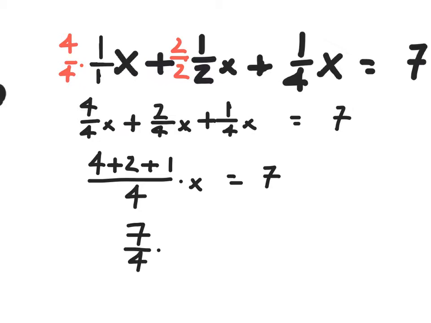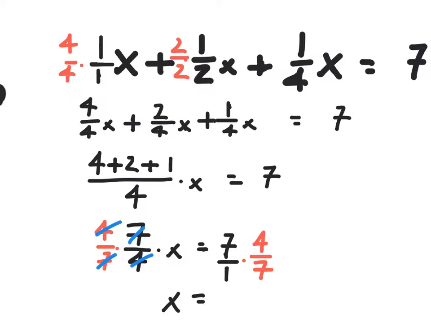Okay, times x is equal to 7. Now what I want to do, in order to move this 7/4 to the other side, is multiply by its reciprocal. So I'm going to multiply by 4 over 7, and I'm going to put this over 1, and multiply this by 4 over 7. My 7s are going to divide out, my 4s are going to divide out, and so on the left side we're just going to have x.